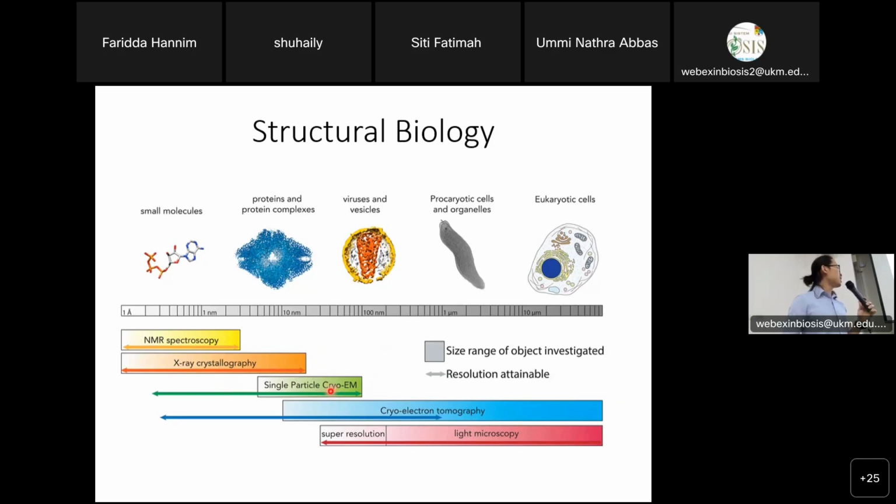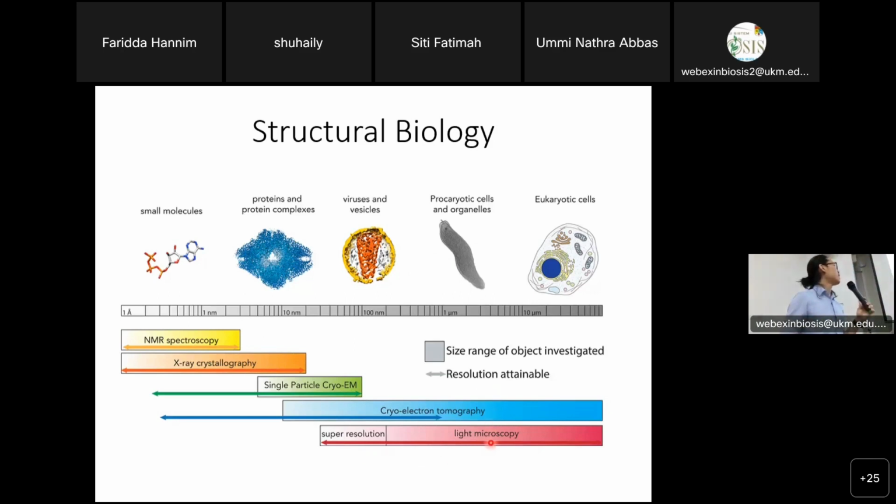Next, also using the same machine, the electron microscope, cryo-electron tomography. This is where you study a slightly bigger biomolecule, where you can start studying viruses or maybe a cell, like bacteria or prokaryotes. You grow the cells and then cut them, because if it's too thick you can't put it into the machine. You cut it to a thickness of about 20 nanometers, put it into the machine, and then you can see the proteins in the cells without purifying them.